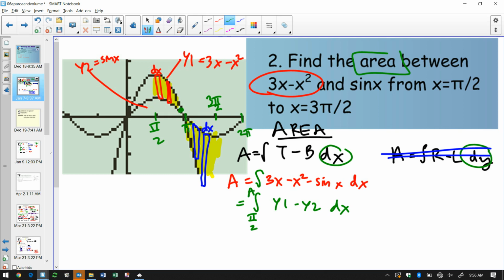Let me just call that A. I don't know what that is yet. Do you want to call it a different letter since this is already area? Okay, we'll call it A.